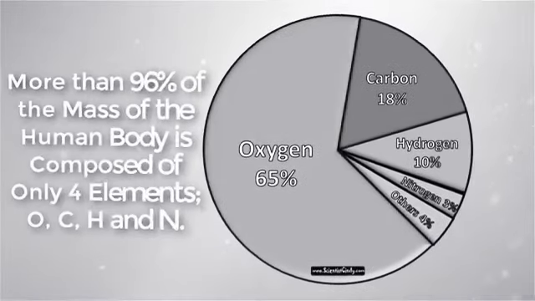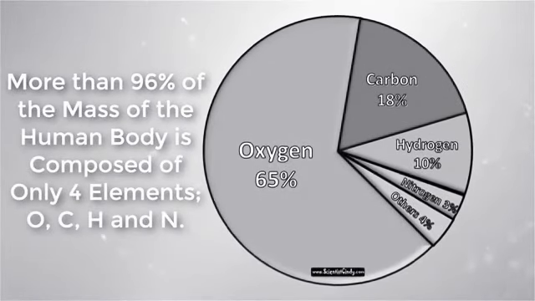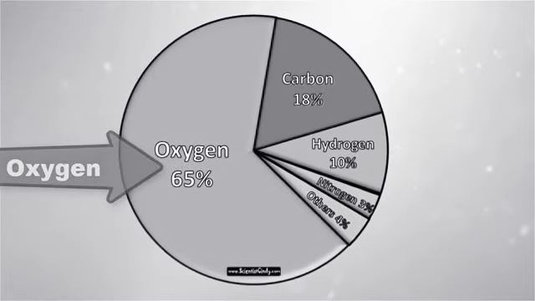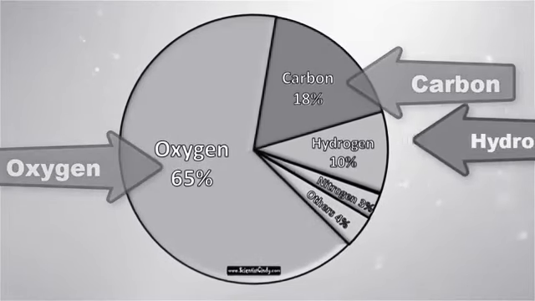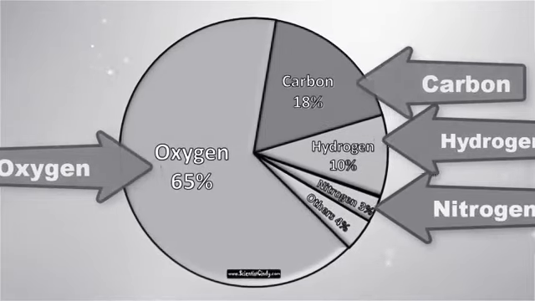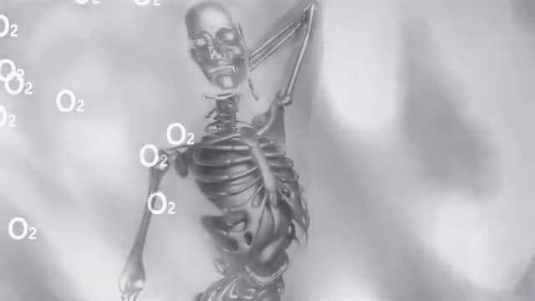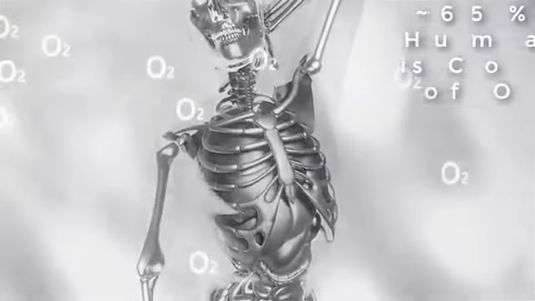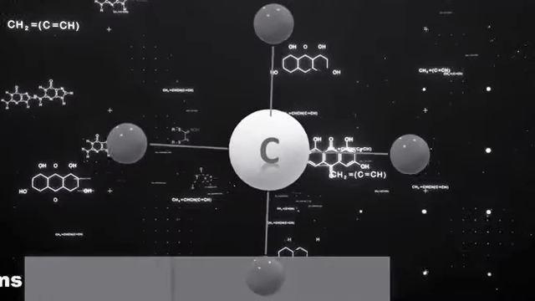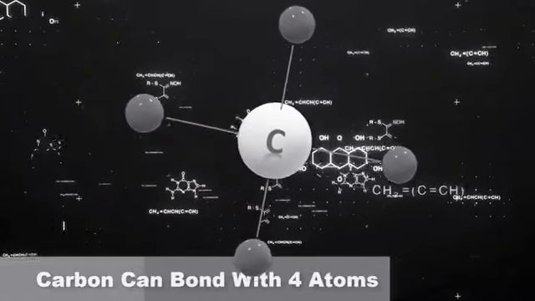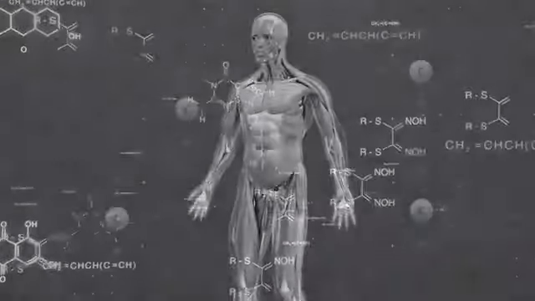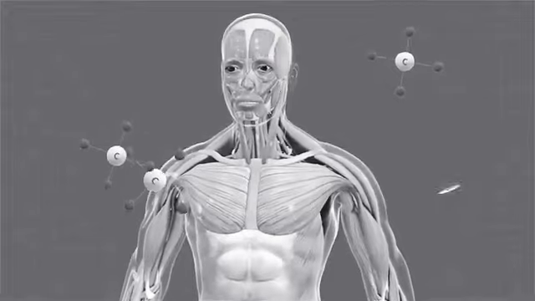More than 96% of the mass of the human body is made up of only 4 elements: oxygen, carbon, hydrogen, and nitrogen. Oxygen is the most abundant element contained in the human body, making up about 65% of its mass. Carbon atoms can form up to 4 strong covalent bonds, making up the backbone of most organic molecules. Carbon is the basis for all life on Earth.